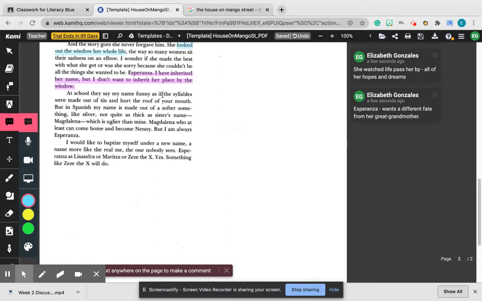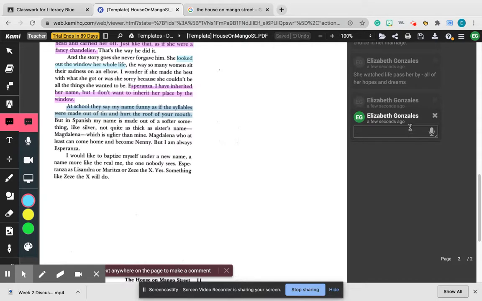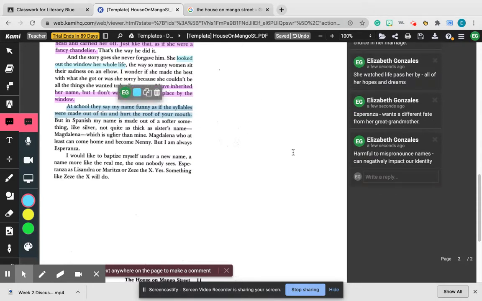At school, they say my name funny as if the syllables were made out of tin and hurt the roof of your mouth. So I want us to look at this too, because it's harmful to mispronounce names. Names can negatively impact our identity, right? And remember when we first started our identity unit, that's what I asked you guys. I said, okay, how many of you have a different name, or give yourself nicknames or whatever it is because people don't say it right? And think of how that's harmful to us, okay? And then let's keep going.